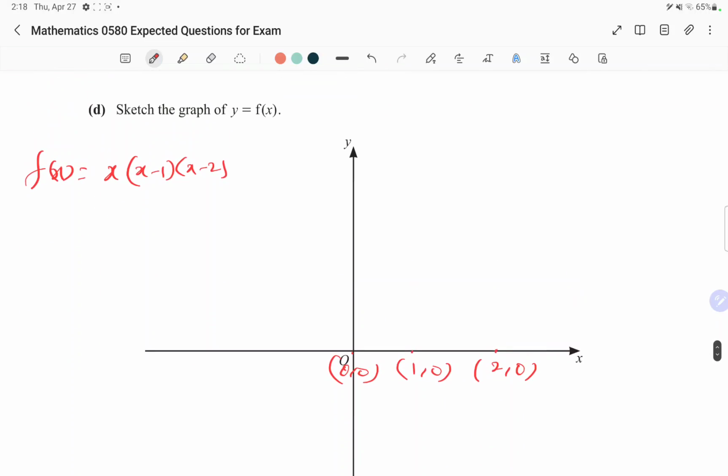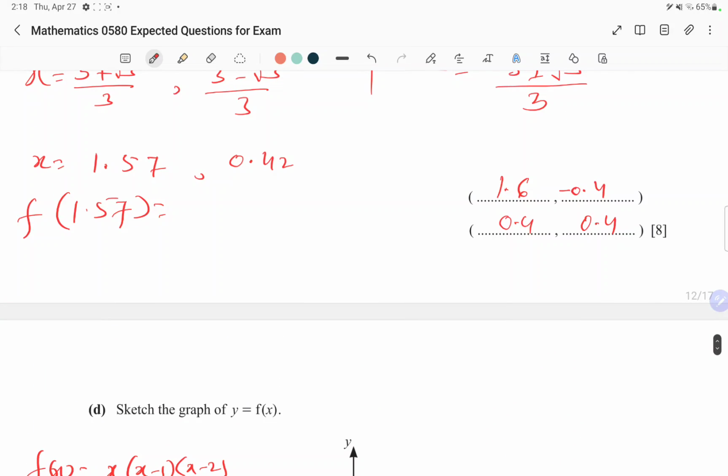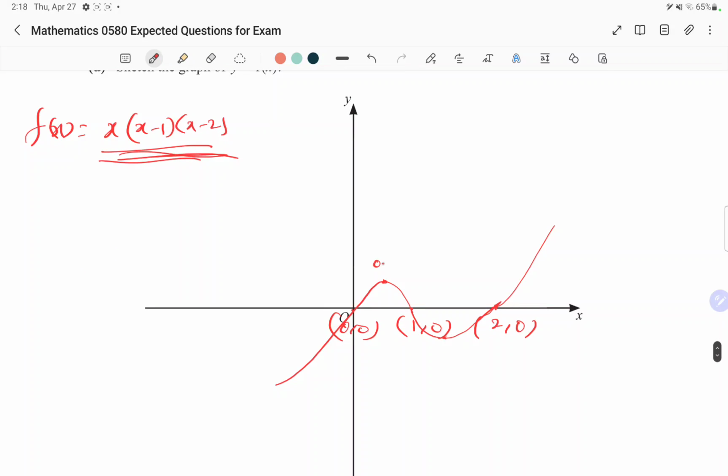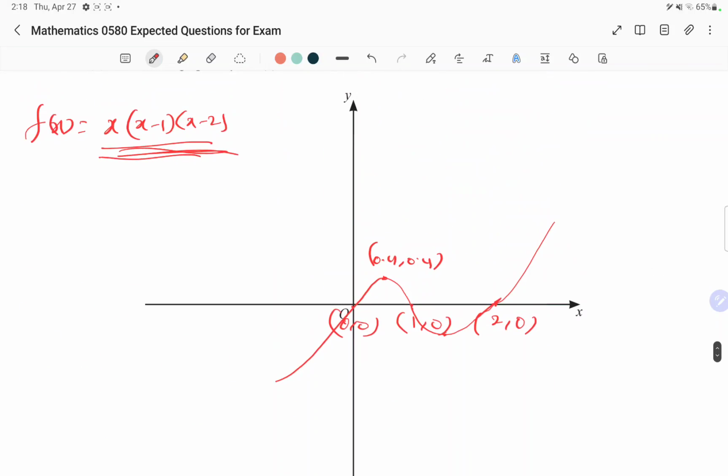When you put any value greater than 2, your graph will go up. If you take any value between 1 and 0, then the graph will be down like that. Then again here it is up and here it is down. This is one turning point, this is the other turning point. So these turning points you can also show. This is 0.4, and this you can show as 1.6 and minus 0.4.